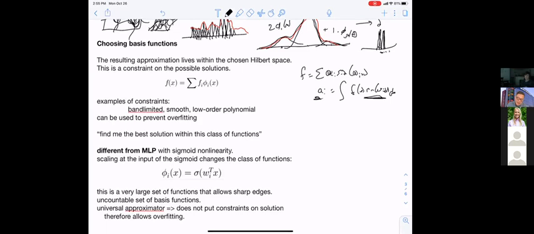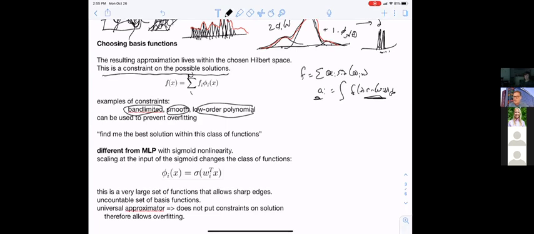So the choice of your Hilbert space, particularly if it's finite dimensional, is a constraint on the set of possible solutions. That's a good thing, right? Because you can choose these constraints. You could ask for this thing to be band limited, or a smooth, low order polynomial. Almost all constraints are going to have something to do with smoothness, but it might be different smoothness in different directions, or it might even be things like different kinds of quantization in different directions, right?